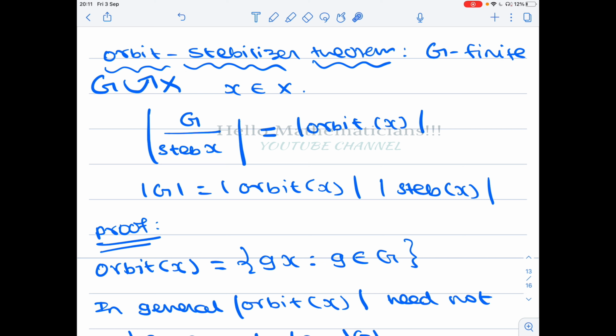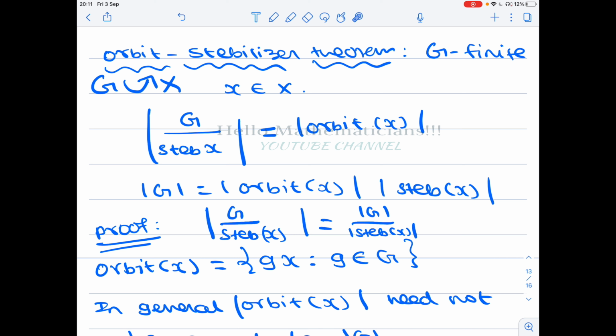So suppose G is a group. We assume that G is a finite group, but in general we don't need finiteness of the group. We assume G is finite, and from the proof you will understand why we need finiteness. For an arbitrary group the statement is true. If it is a finite group, then the cardinality of the orbit of X equals the cardinality of G by the cardinality of the stabilizer of X.